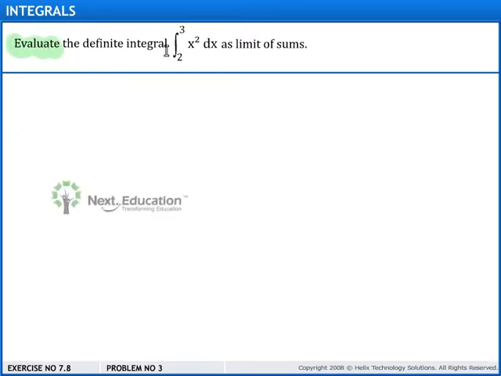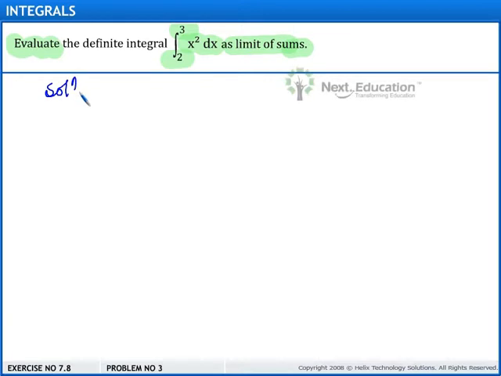Evaluate the definite integral x square dx from 2 to 3 as the limit of sums. Let's begin with the solution. And we have integral of x square dx from 2 to 3.